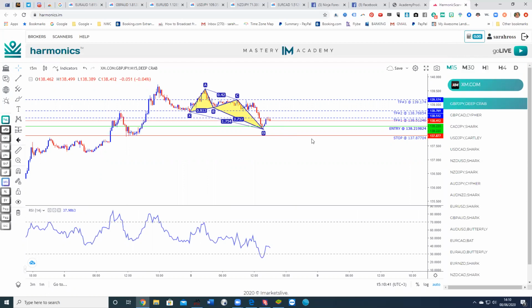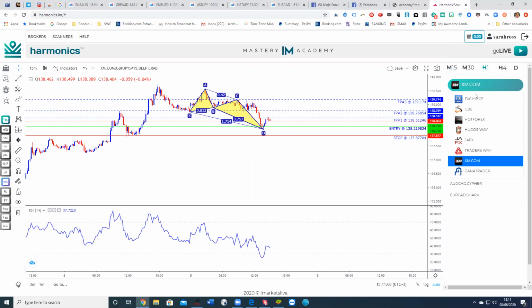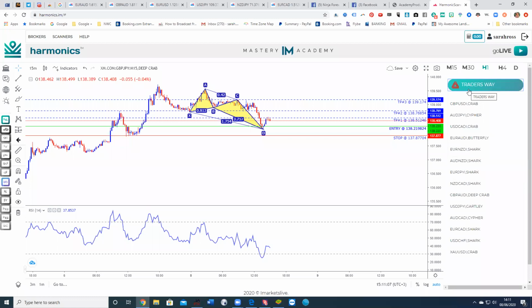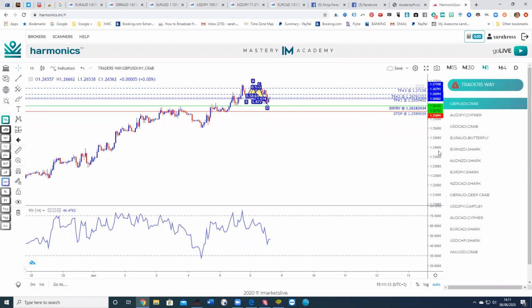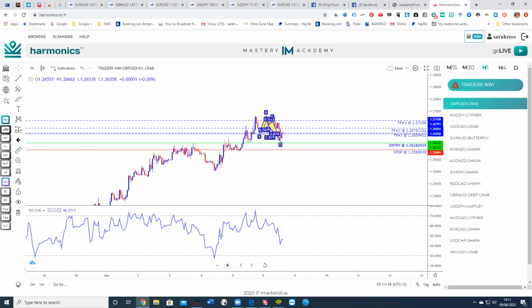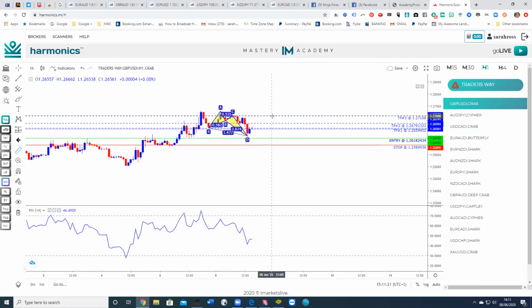So here is the Harmonic Scanner, and the criteria for the pitchfork strategy is we're using the hourly time frame analysis. So click on the H1, and then you can use any of the brokers down here. I start with Traders Way, as that's the main feed for the scanner. There's GBPUSD. That doesn't look very big. So we measure C to D. It has to be a minimum of 80 pips. Oh, that's just 80 pips. So we can draw that one.